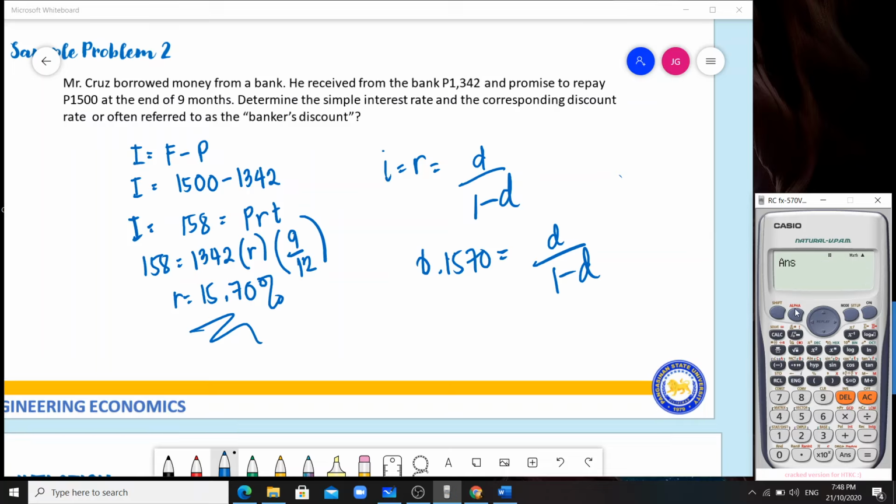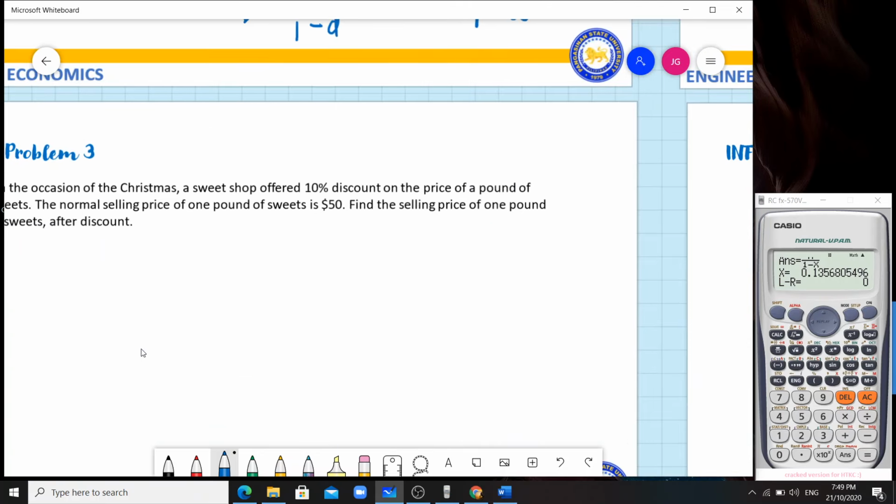Answer, so it's exact. Alpha x 1 minus alpha x, shift solve. So, the discount rate is 13.57%. Okay? So, that's it. Next problem.